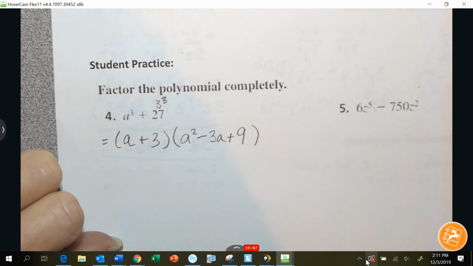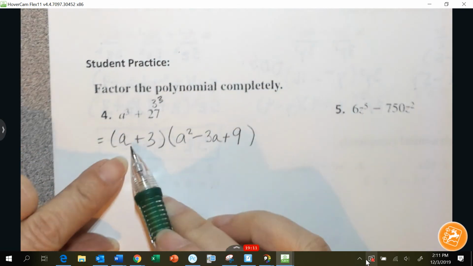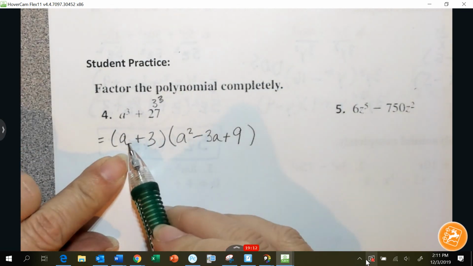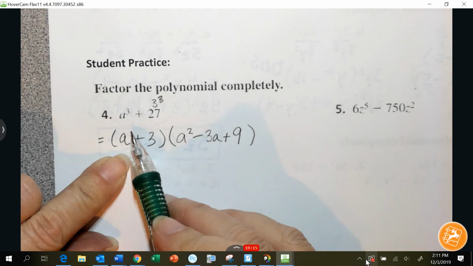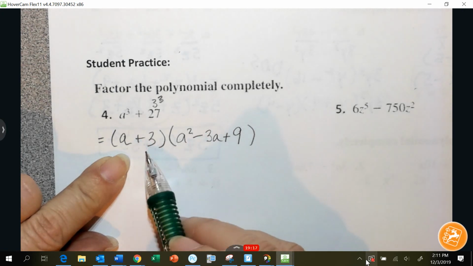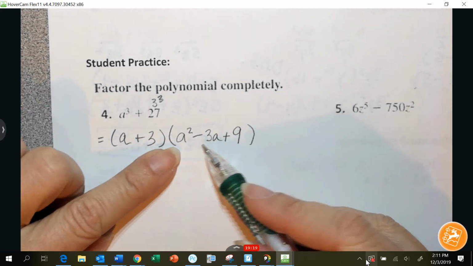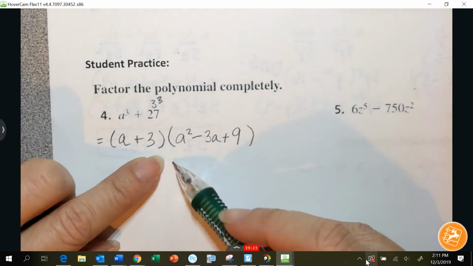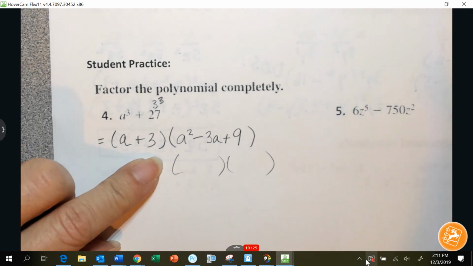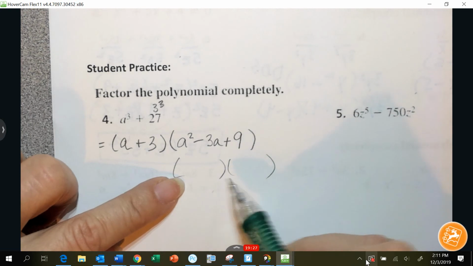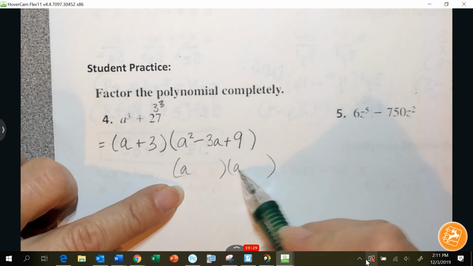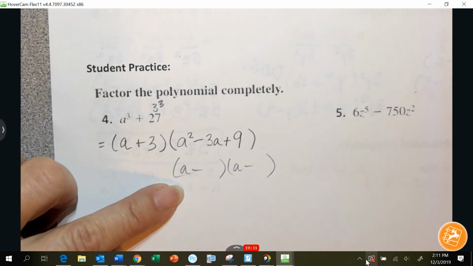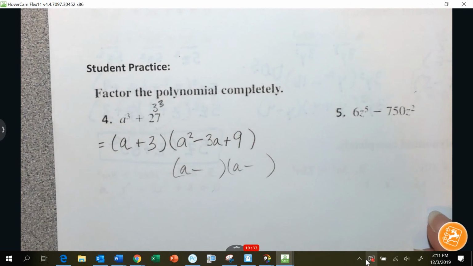Now, occasionally we do have to check to see if it goes further. Will this a plus 3 go further, or is this to the first power? That will not go further. Could a squared minus 3a plus 9 go further? Then you have to try guess and check. I'll give you a moment. Make sure you look at your signs. Try your guess and check.